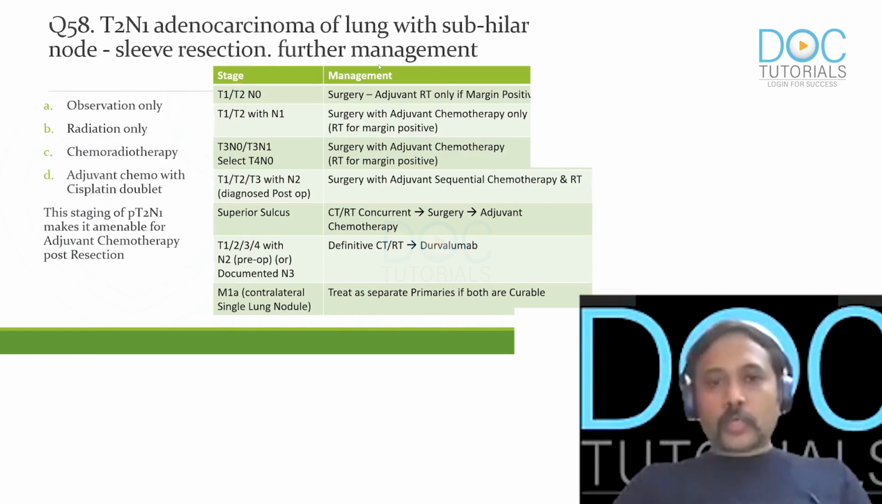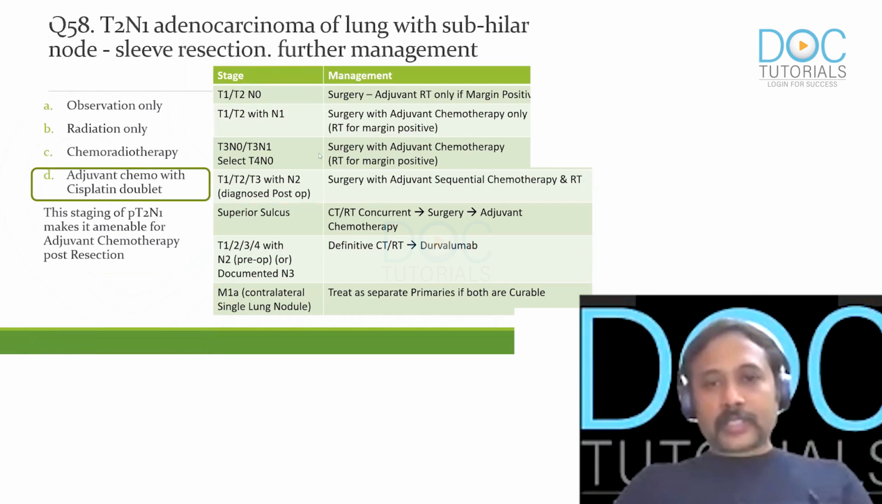So the next question is T2N1 adenocarcinoma of the lung with subhilar nodes. Sleeve resection is done. What is going to be the further management? Here what we have to remember is that normally, whenever there is nodal disease, we think in terms of giving chemotherapy plus radiotherapy. In lung, it is slightly different.